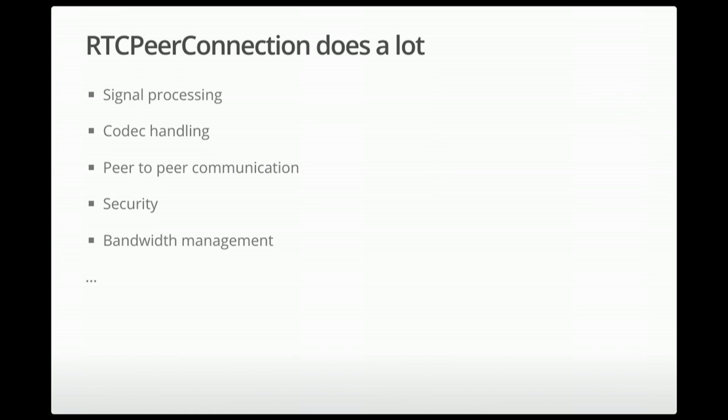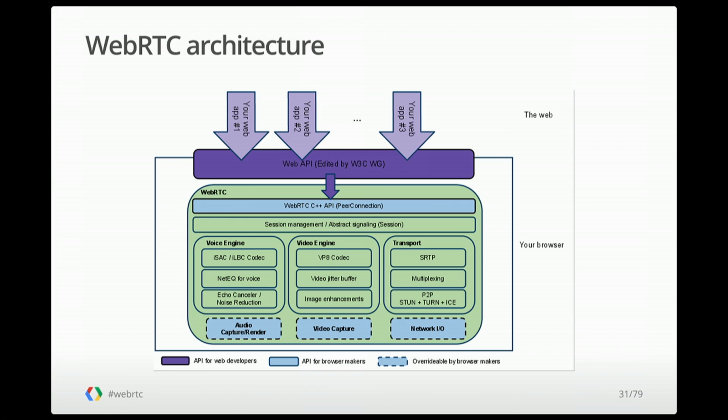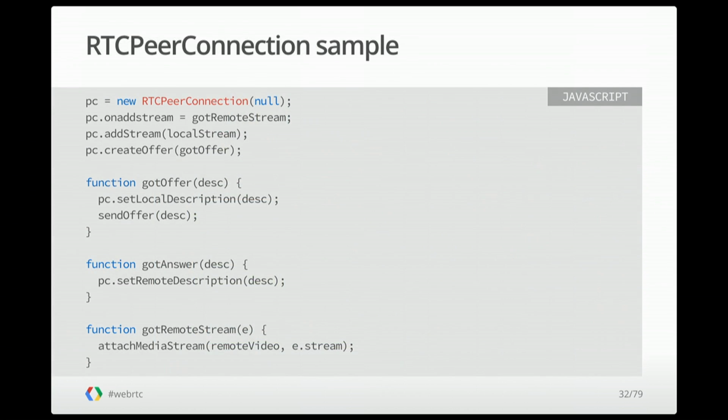If you have 200 kilobits, that's all we use. But we do everything we can to hide this complexity from that web developer. And so the main thing is that you get your media streams, you plug them in via add stream to Peer connection, and off you go.